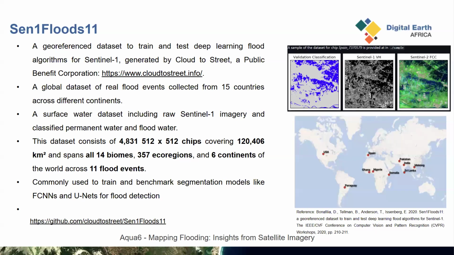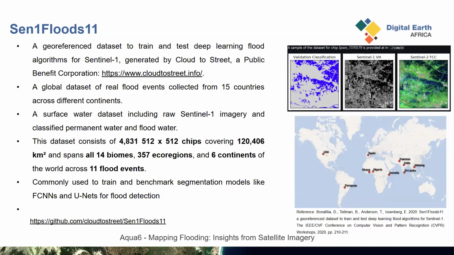For that deep learning workflow, we use the Sen1Floods11 dataset. This is a carefully constructed dataset that is designed to train and evaluate deep learning models for flood detection, specifically for Sentinel-1 imagery. It was generated by Cloud to Street, which is a public benefit corporation, and it is widely used for both research and practical applications.